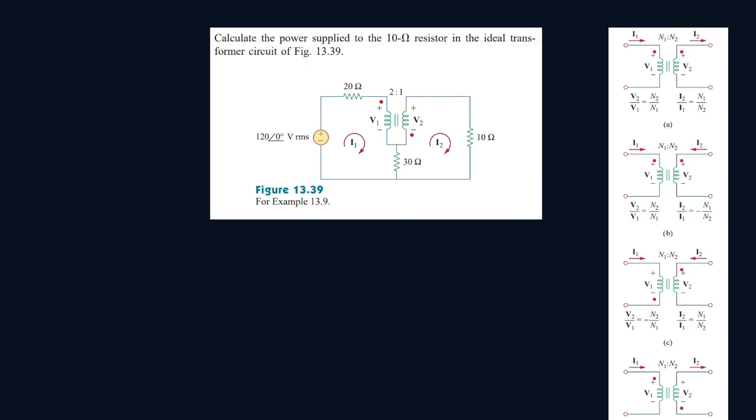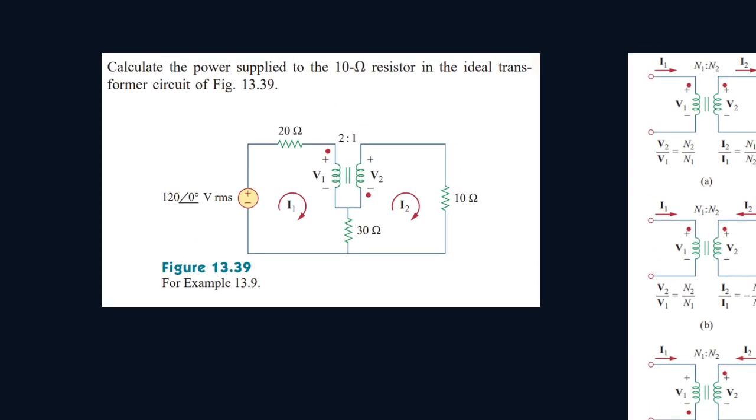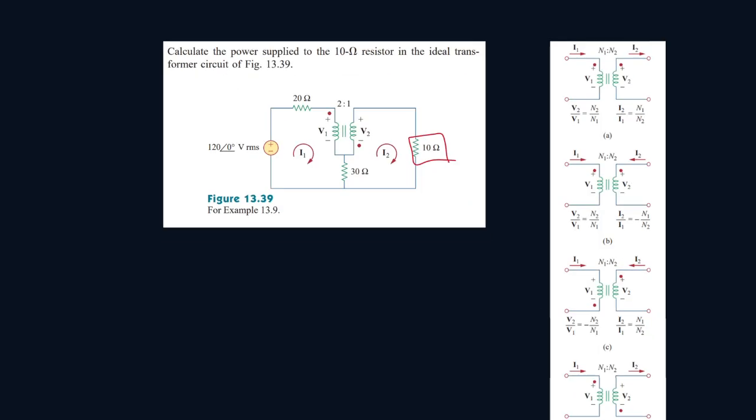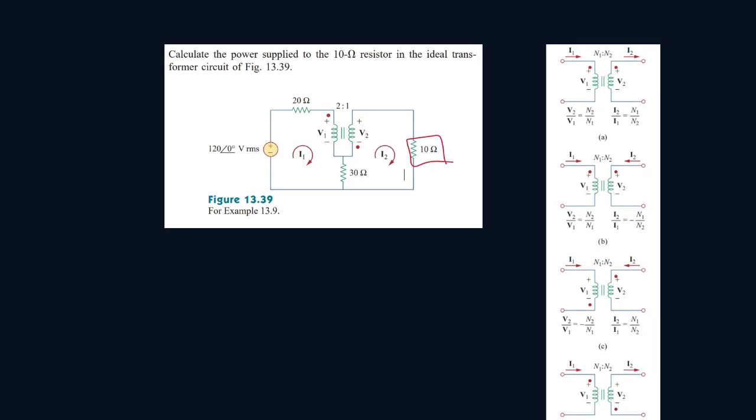Okay, so we have to find the power supplied to the 10 ohm resistor. So we pretty much just have to find I2 and then use that to get the power. So what we can do is pretty much do a mesh analysis.